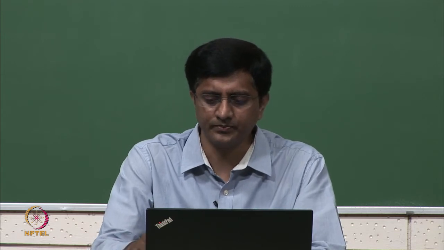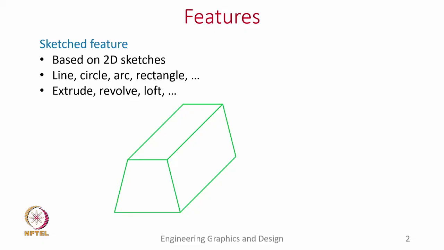As we previously discussed, Autodesk Inventor is parametric, feature-based software. So, what does feature-based mean? We keep creating features, which are the basic building blocks to develop your complex solid models. There are two ways we develop features. The first is the sketched feature.